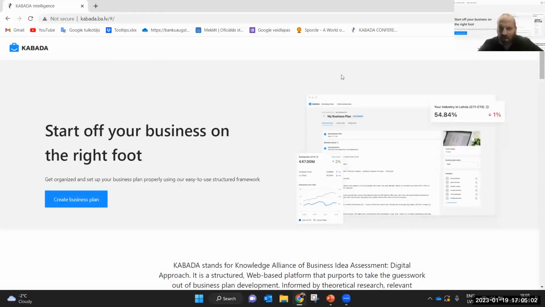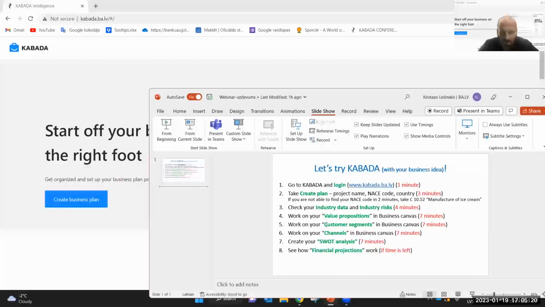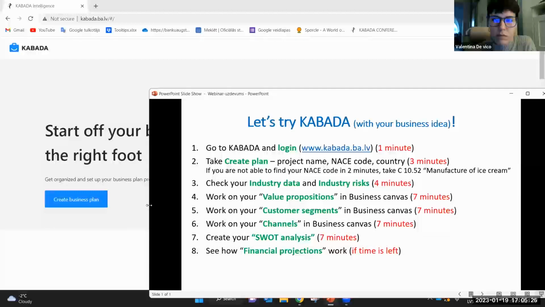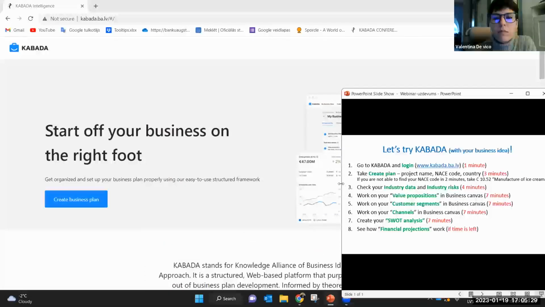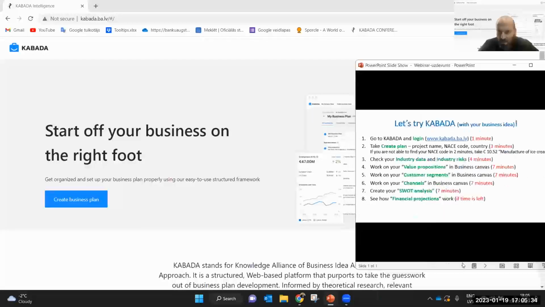Okay, we have to be very fast. Let me open the file. If I make it a little bit smaller, so, do you see both screens now? Yep. Okay, that's good then.